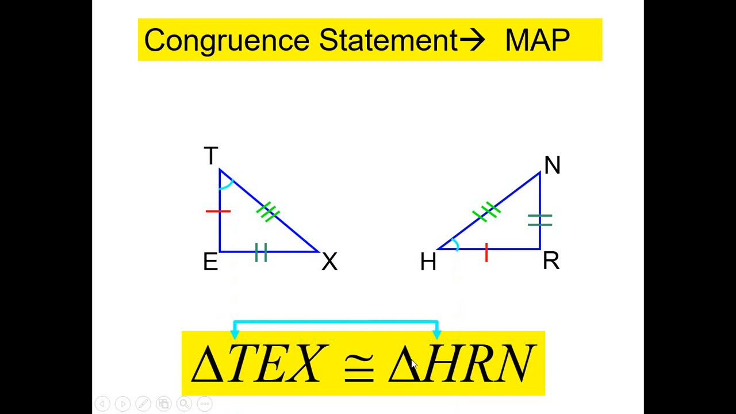The first one is equal to the first one, so T is congruent to H. Okay, E is congruent to what? Of course, R, right? So E and R are congruent, and then X is congruent to N. Okay, so that's a congruent statement. It's like a map. Now we're getting into the actual lesson.